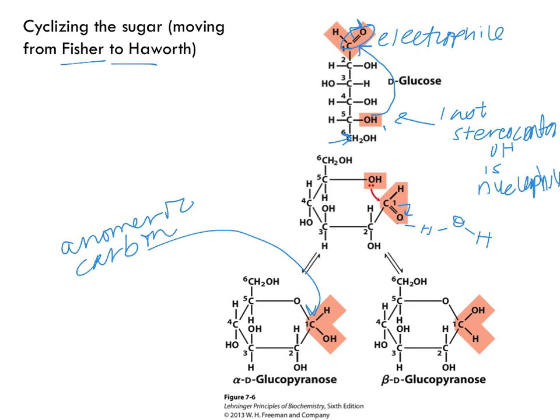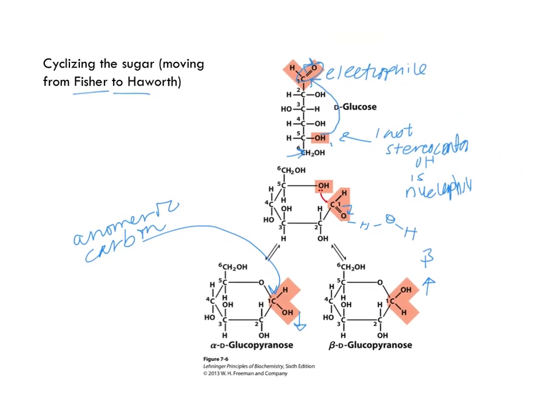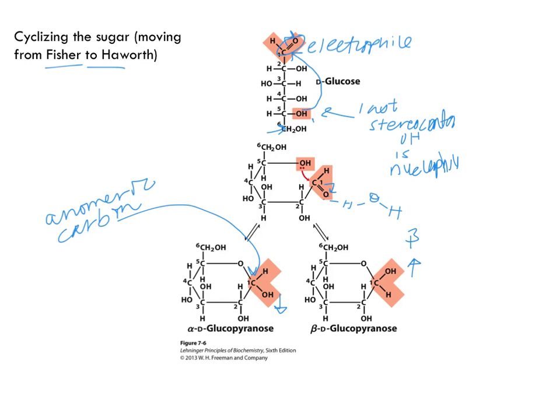And the OH that is formed can either be what I call down or up. If it's up, it's beta. And the way that I remember this is from one of my undergraduate biochemistry professors would always say batter up. So you know that beta goes up. So if it's a beta pyranose in this case, the OH on the anomeric carbon, which is carbon number 1, goes up, which means the alpha goes down.